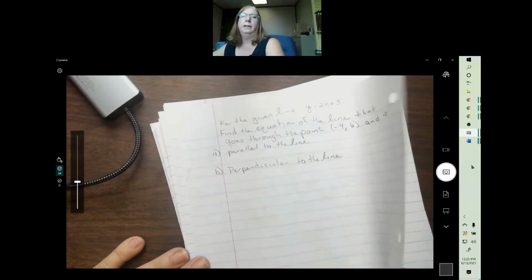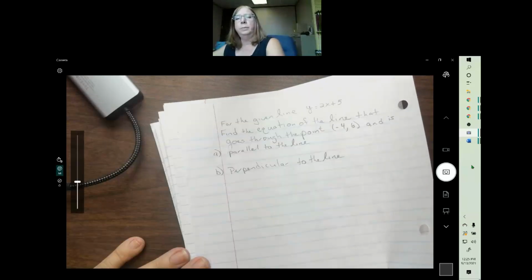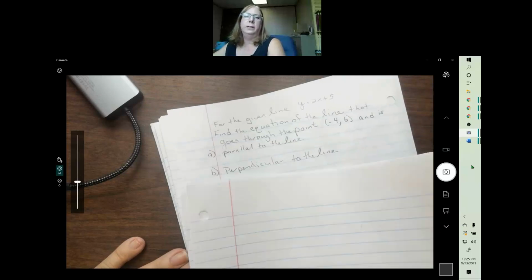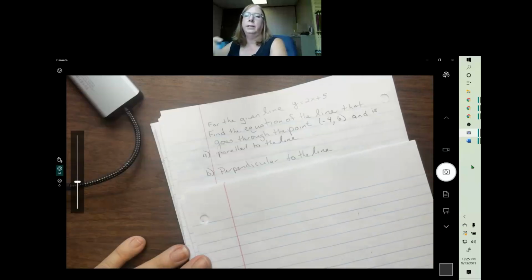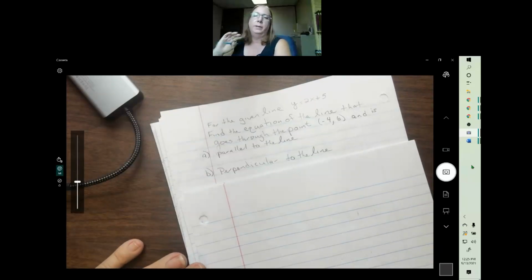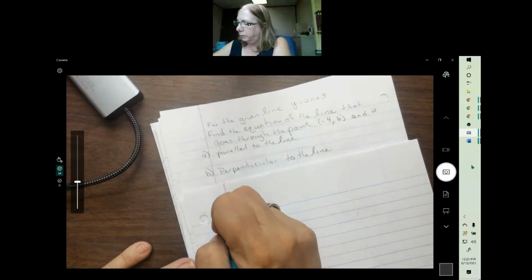For the given line, y equals 2x plus 5, find the equation of the line that goes through the point -4, 6 and is parallel and then perpendicular.